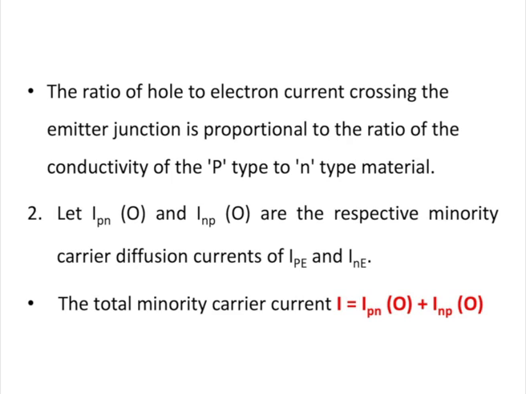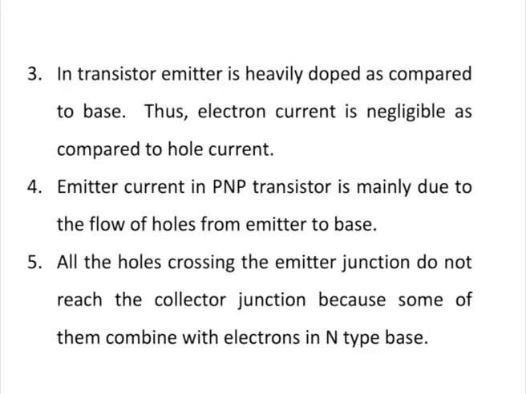So, only a small 5% of recombination is taking place across the emitter and base. So, the remaining holes are forwarded towards the collector. That is mentioned in the third point. The transistor emitter is heavily doped as compared to the base. So, whatever the electron current across the emitter, we are neglecting that one.